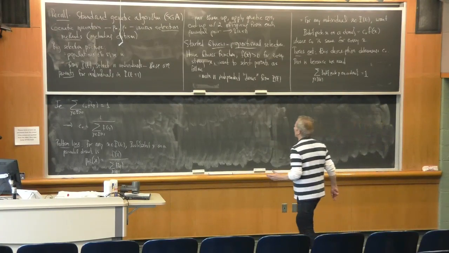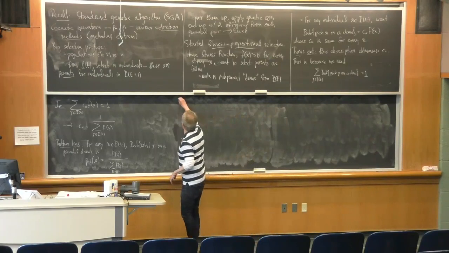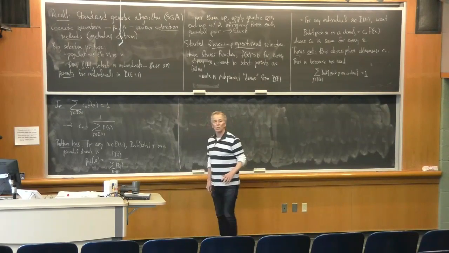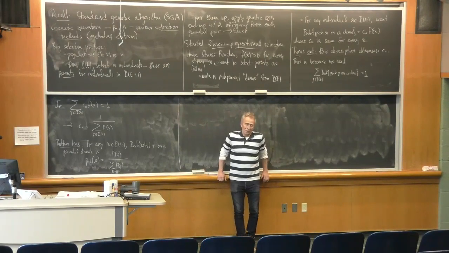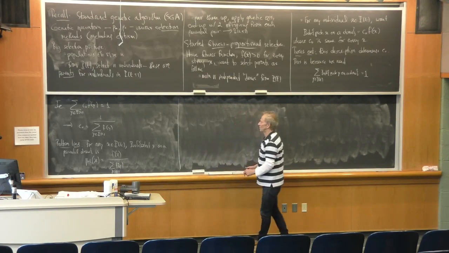And, by the way, all the early papers by Holland and a lot of the stuff in the book chapter that you've already read talks about fitness proportional selection. They say, well, let's suppose we do fitness proportional selection, blah, blah, blah. So this is what they're talking about. Okay?